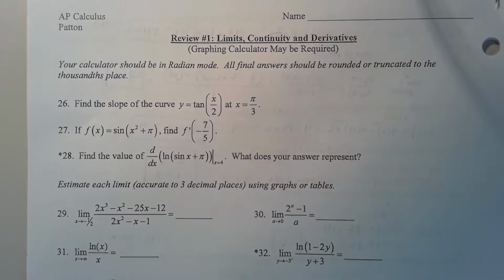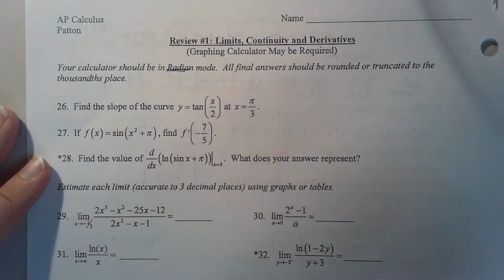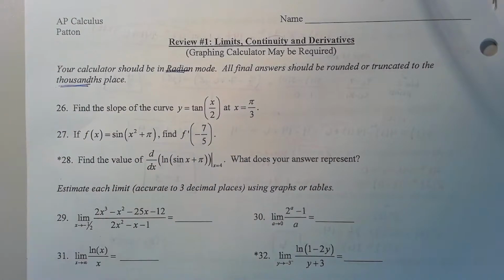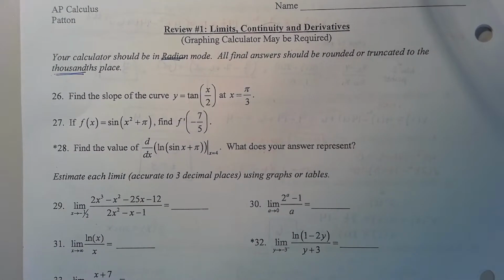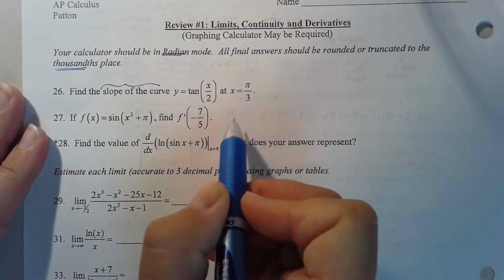On to the calculator part of the review. First of all, let's make sure our calculators are in radians. And as always, let's make sure we're giving our answers accurate to the nearest thousandths place. All right, number 26, find the slope of the curve when x equals pi over 3.